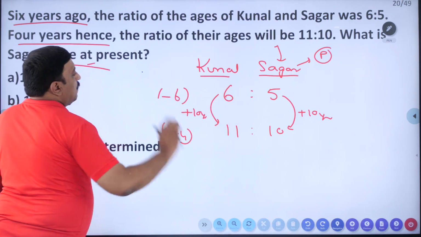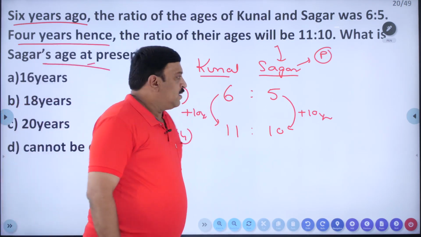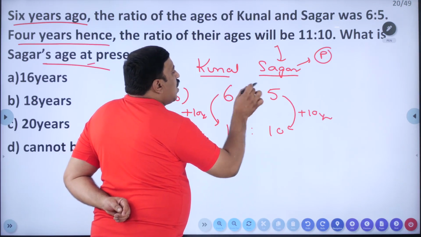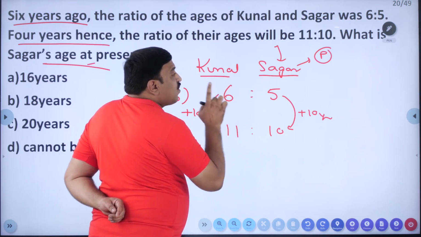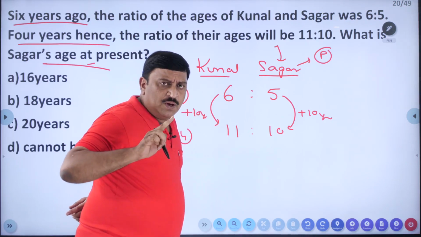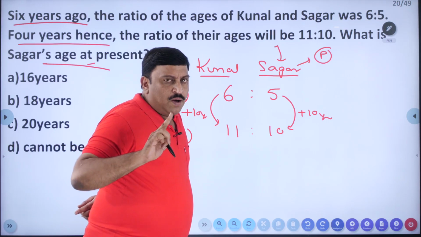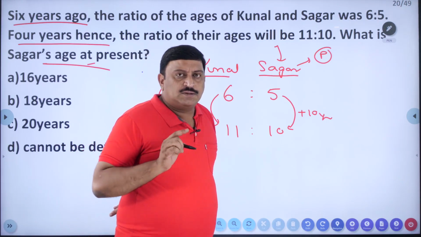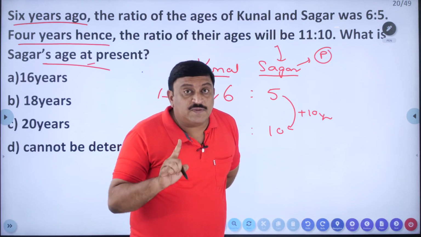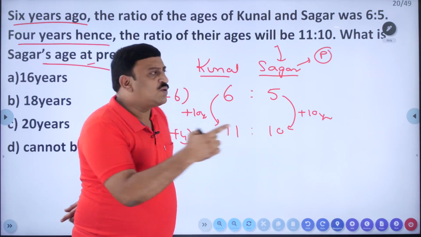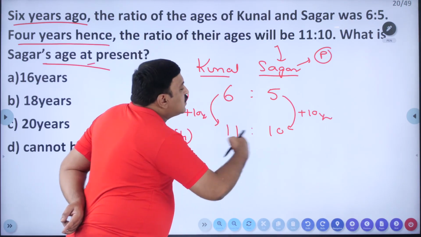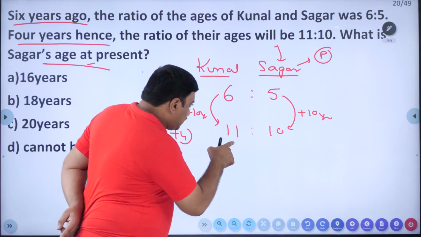What is that? Balancing. The difference between Kunal and Sagar is constant in both the ratios. That is the main discussion we made. In entire ages, the only thing which is constant is the difference of the ages. For that reason I am saying all these things. If it is one part difference here, there should be one part here also. Is it there? Yes, it is there.